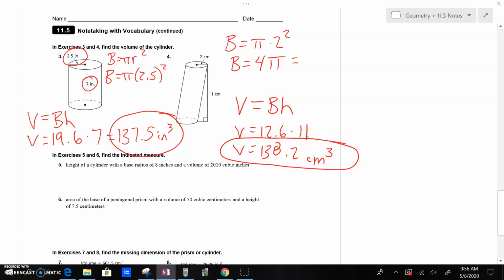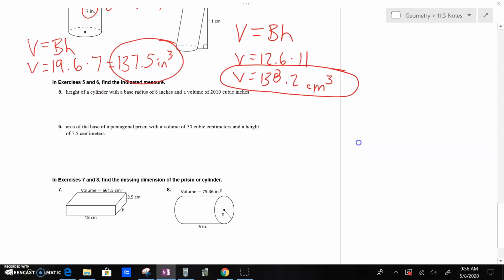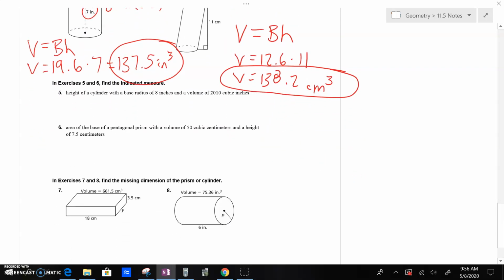Okay, and that's just computing volumes, and they give us a couple different shapes there. They're going to also turn this equation around and ask us to find different pieces of it. As a for instance, they're telling us that the height of a cylinder with a base radius of 8 inches and a volume of 2010 cubic inches. So they want us to find the indicated measure. So find the height of a cylinder.